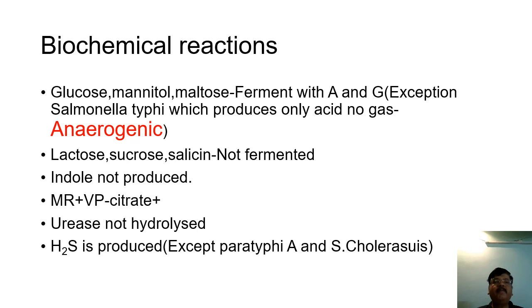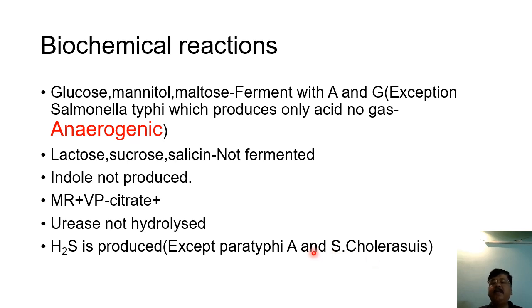Once the growth is obtained, we have to go for the biochemical reactions, the sugar fermentation: glucose, mannitol, maltose. They are fermented with acid as well as gas, but the exception is Salmonella typhi, which is anaerogenic, which produces only acid and no gas. Lactose, sucrose, and salicin are not fermented. Indole is not produced. MR is positive, VP is negative, and citrate is positive. Urea is not hydrolyzed, and H2S is produced except by Salmonella paratyphi A and Salmonella choleraesuis.